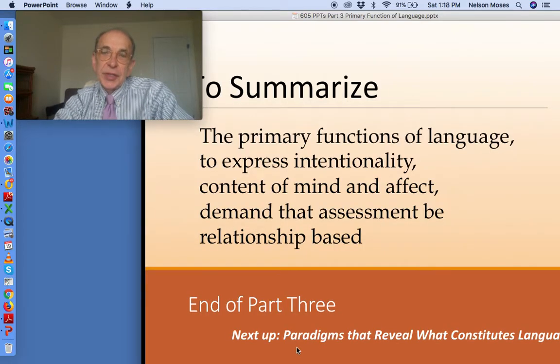So to summarize, the primary functions of language are to express intentionality, content of mind and affect, and these demand that assessment be relationship-based. Next, we'll discuss paradigms that reveal what constitutes language. These paradigms are a major source of information that helps guide assessment.